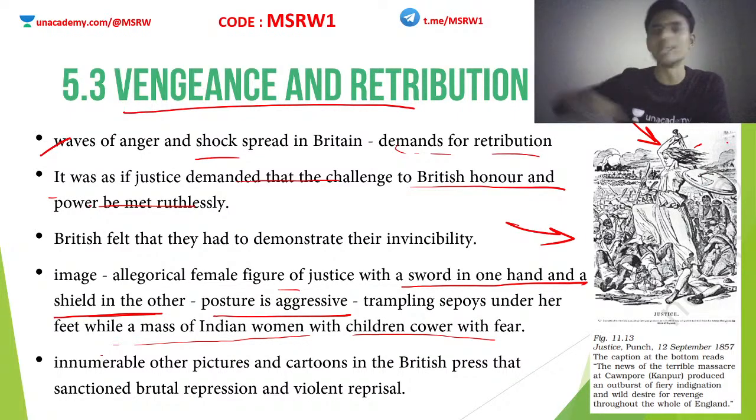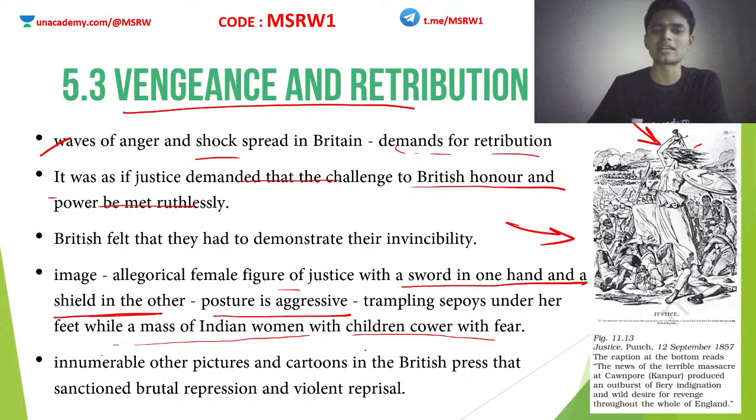waging war against the Indians. There are many Indian sepoys under her feet. And there are some Indian women and children in the background, very afraid and frightened of what is going on. Their husbands, brothers and fathers are being killed by the British. Such images were very popular at that time, during 1857.